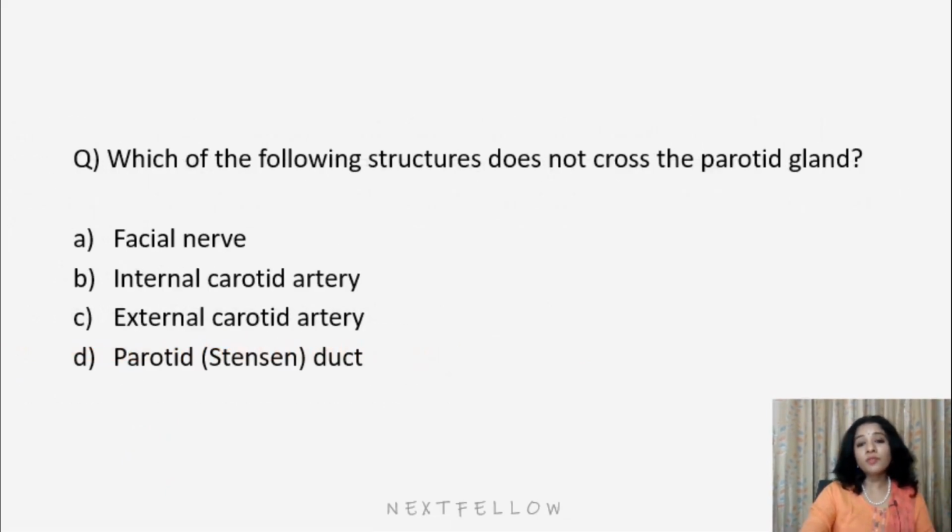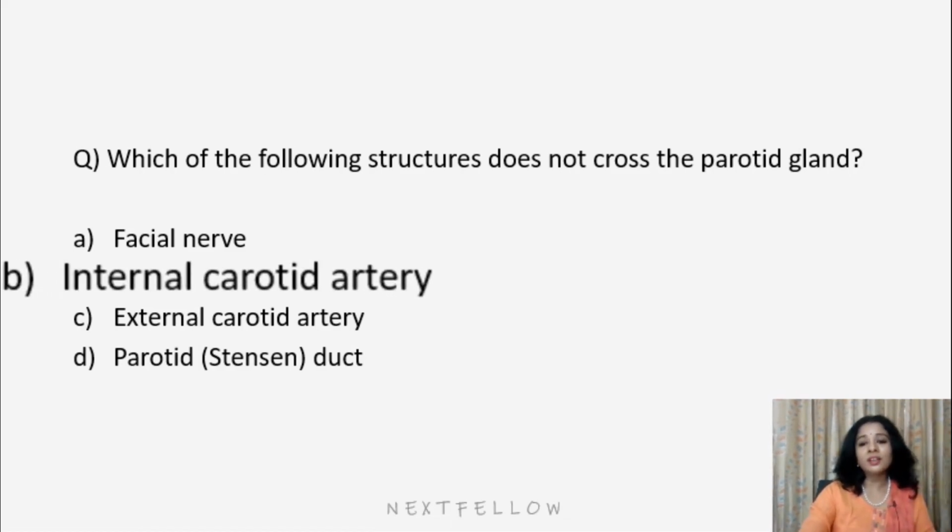Which of the following structures does not cross the parotid? We know the facial nerve crosses the parotid, the external carotid passes through, and the duct passes. So the answer is the internal carotid. Obviously it won't cross the parotid gland, but it is deeply related to the parotid gland.